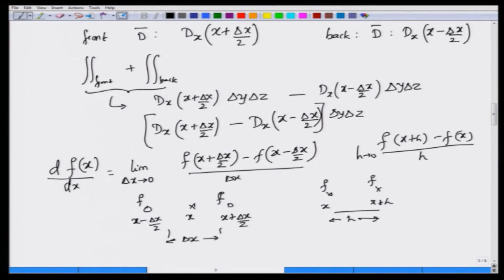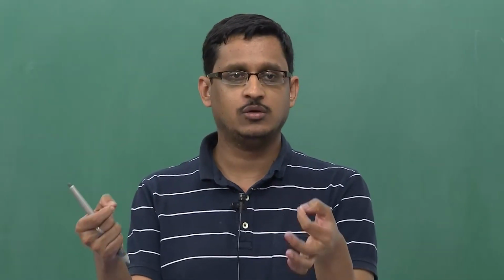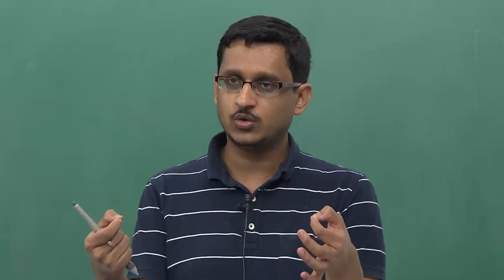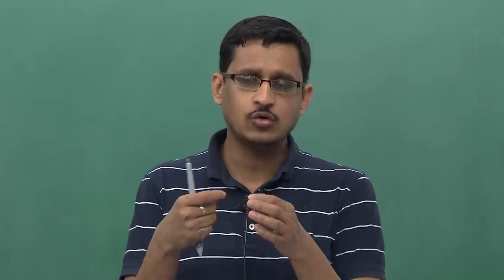You might have seen this form with h, but this is also equivalent to obtaining the derivative of the function f. Just take 2 points which are spaced some delta x apart, find the corresponding values of the function that you are looking at, and then take the difference between the two, divide by delta x and then let delta x go to 0.